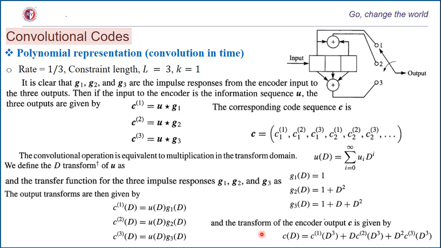And finally, the transform of the encoder output. The final encoder output is obtained by picking the individual C1 of D, C2 of D, and C3 of D. Since L equal to 3 is the constraint length of the encoder, all these D's will be replaced by D cubed. And finally, you will get the final output of the encoder.